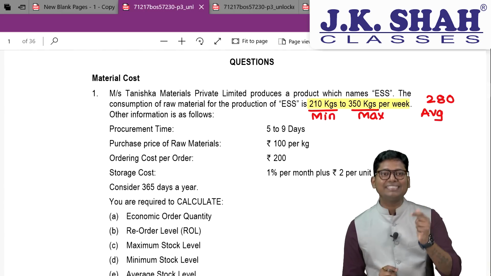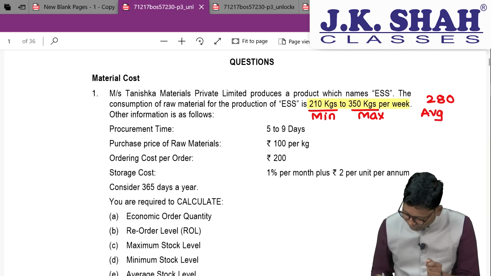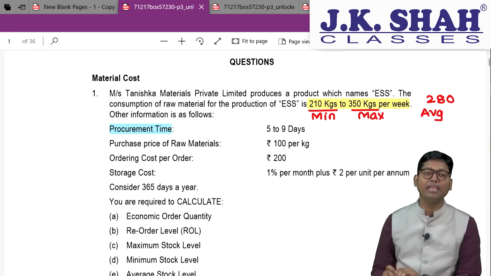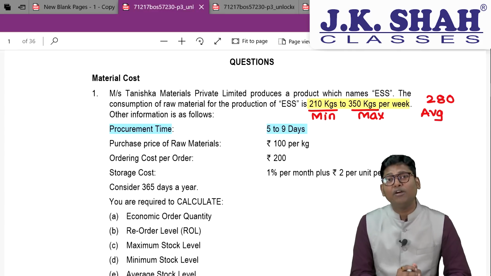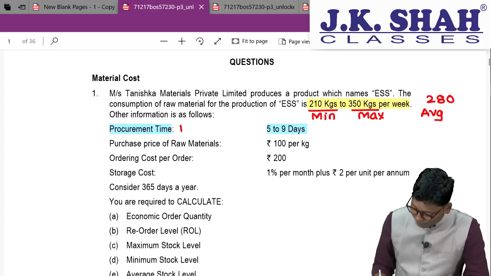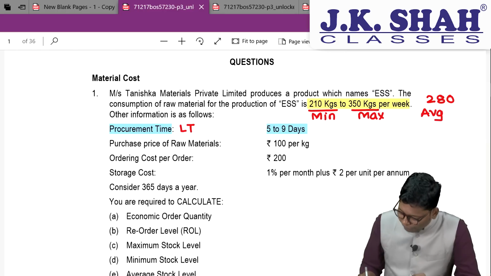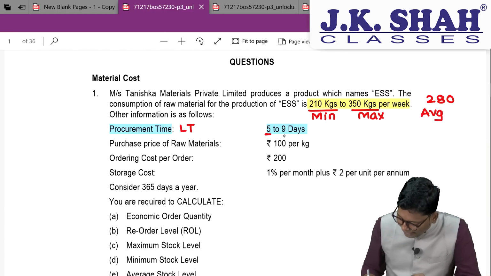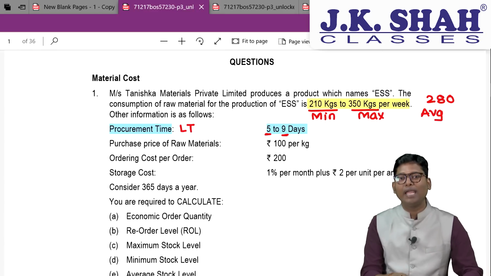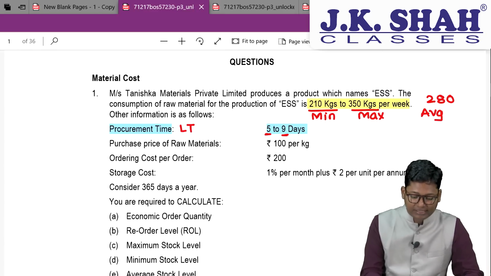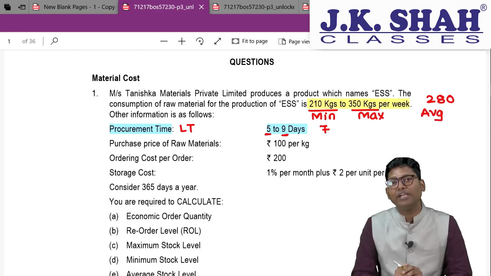But if you check the next line which is given for other information, the very first information given in the other points is procurement time. Procurement time is given as 5 to 9 days. Now, what is the meaning of procurement time? In other words and in simple words, procurement time is a delivery period. It is also called lead time. So 5 days is the minimum lead time and 9 days is the maximum lead time. If you want to calculate the average lead time, again you need to calculate the simple average. 5 plus 9 divided by 2 is equal to 7, and 7 days is your average lead time.